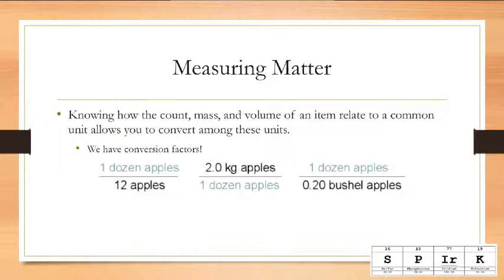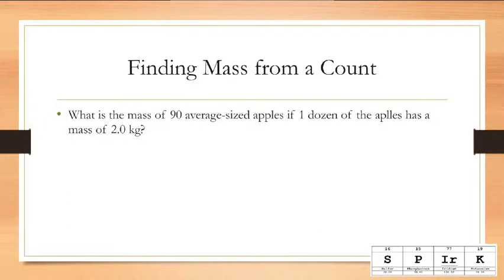Knowing how the count, mass, and volume of an item relate to a common unit allows you to convert among these units. So we actually have conversion factors, because 1 dozen apples is 12 apples, 2.0 kilograms of apples is 1 dozen apples, and 1 dozen apples is 0.20 bushels of apples. We can use those equivalencies as our conversion factors. So we're going to be finding mass from a count. What is the mass of 90 average-sized apples if 1 dozen of the apples has a mass of 2.0 kilograms?